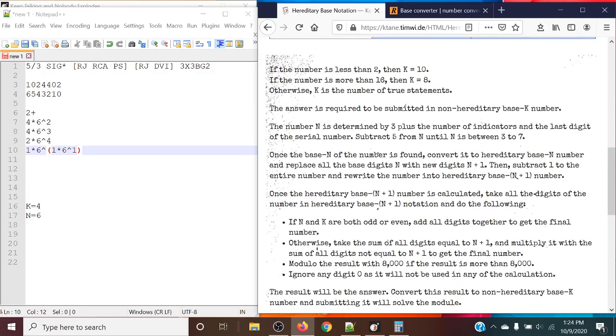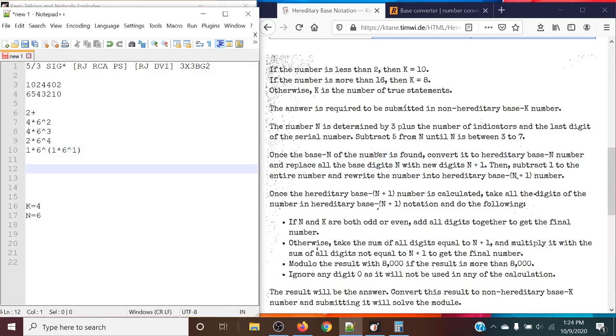So once the base n of the number is found, convert it to hereditary base n number, so we've done that already, and replace all of the base digits of n with the new digits of n plus 1. Now, what exactly does this mean? And this is why we've written it out this way, because if it was 6 to the power of 6, things would get kind of complicated. But essentially what we're going to be doing is replace all of the 6 numbers with new digits of 6 plus 1.